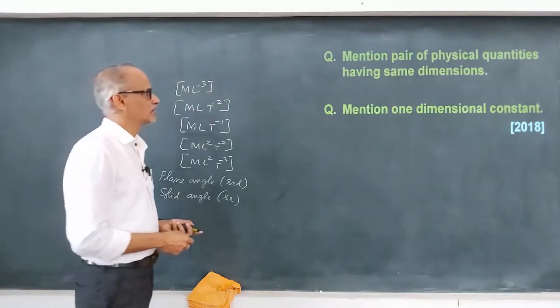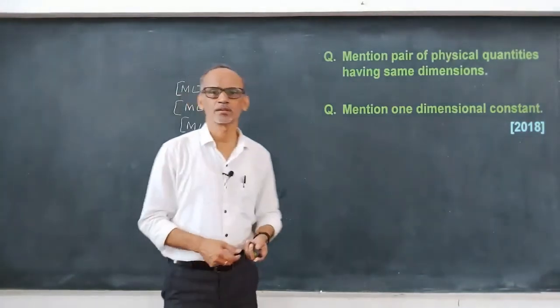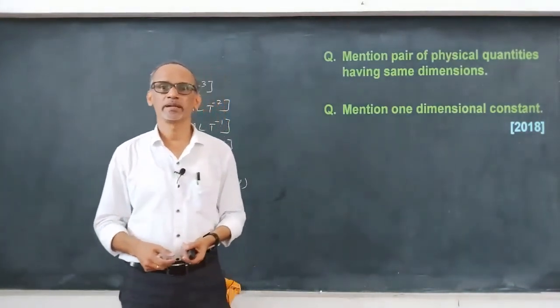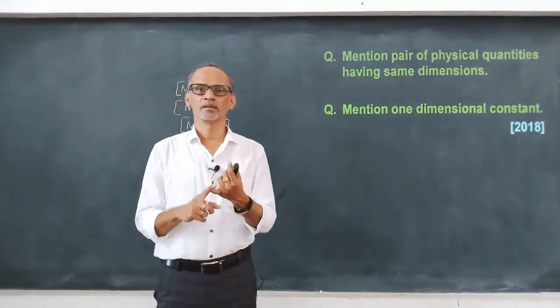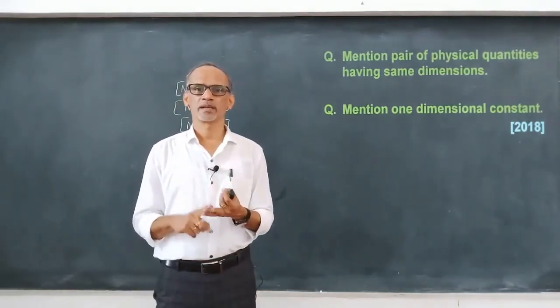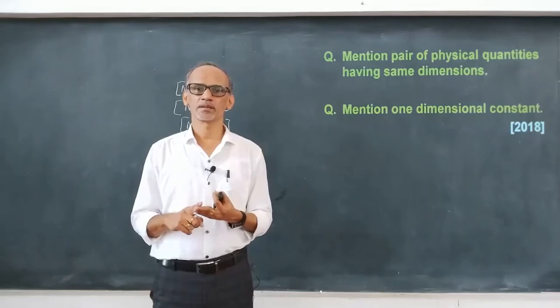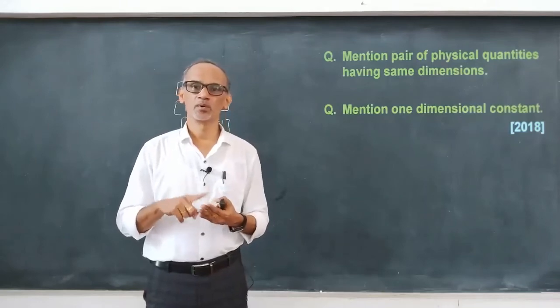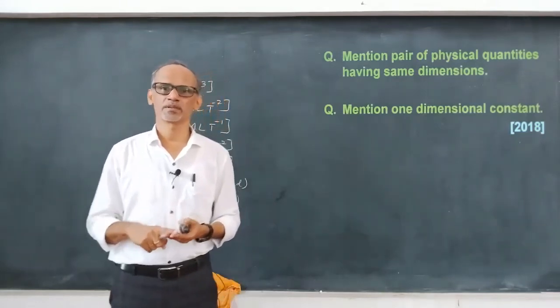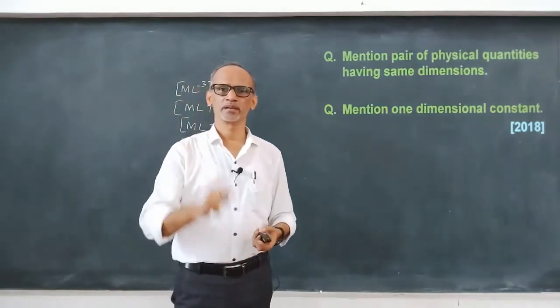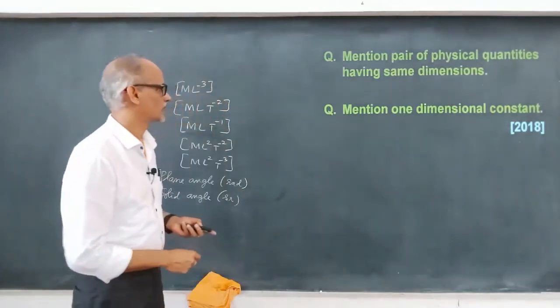Mention one dimensional constant. This is a question from the exam. Dimensional constants: gravitational constant, gas constant, Stefan's constant. There is a constant called the Boltzmann constant, and the Rydberg constant. There are so many; do remember any one out of it.